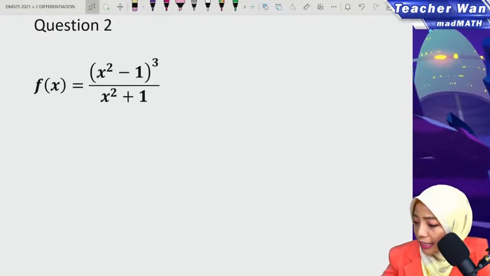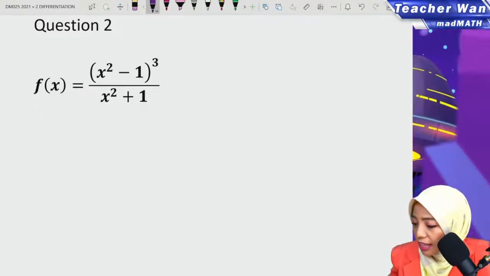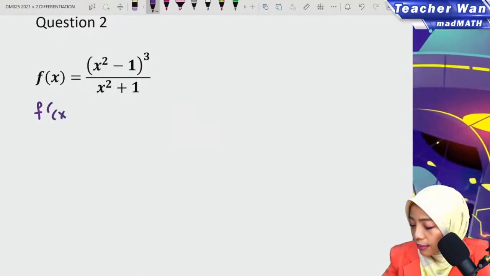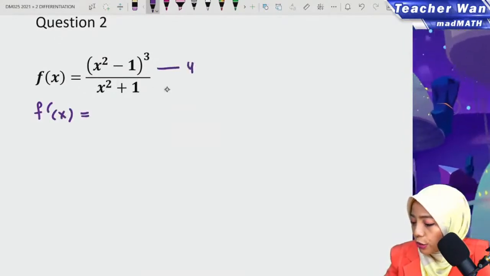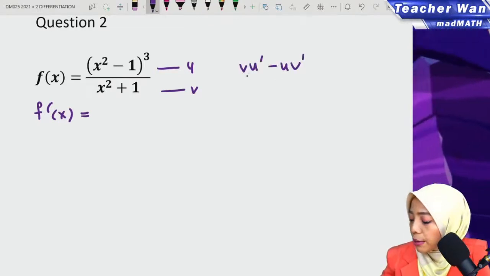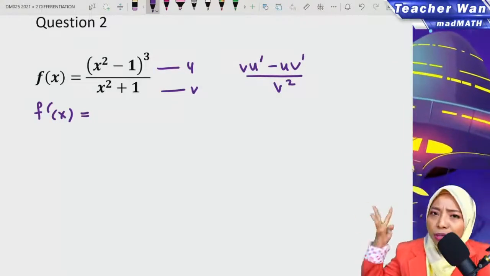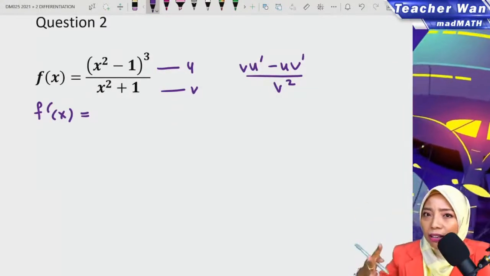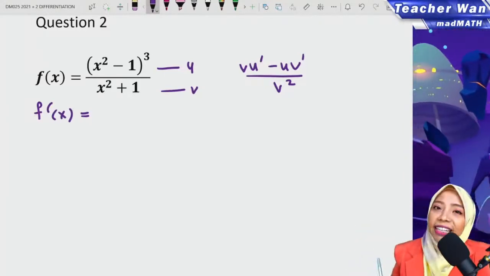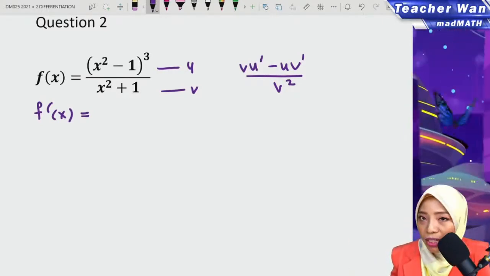Okay, so now let's do this question. f prime x. This is your u, this is your v again. vu prime minus uv prime over v square. I always write down the formula because sometimes I get stuck in the middle, so I can check back what function that I have is set in. So let's do slowly but correctly.